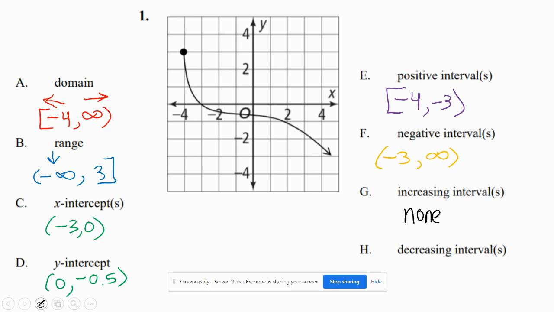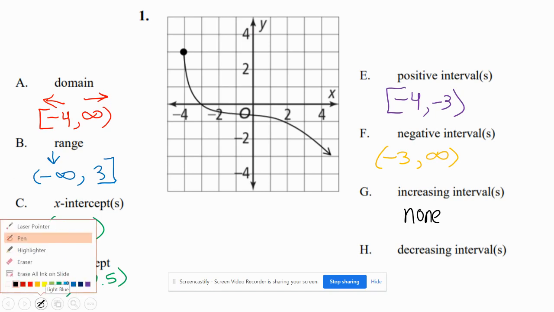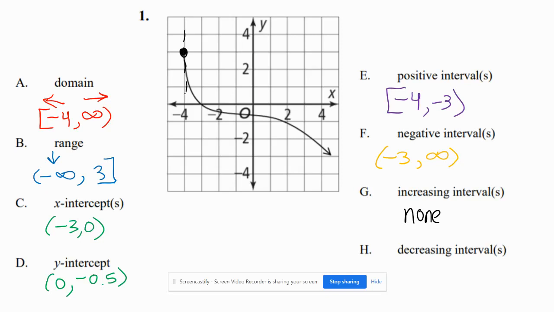Decreasing, it looks like the entire graph is decreasing from left to right. It starts decreasing at this x value, which is -4. And it keeps going. It looks like it might stop here, but again, the arrow tells us that it's going to keep going towards positive infinity, which is a value we can't reach. So we go ahead and put it in parentheses.